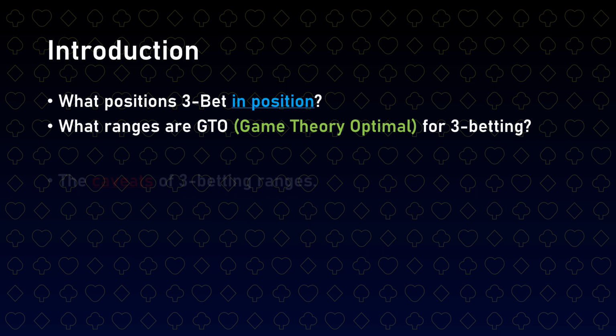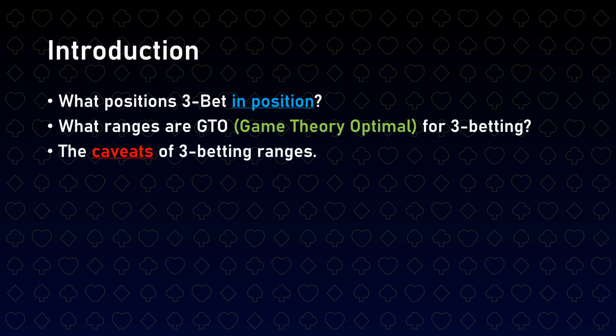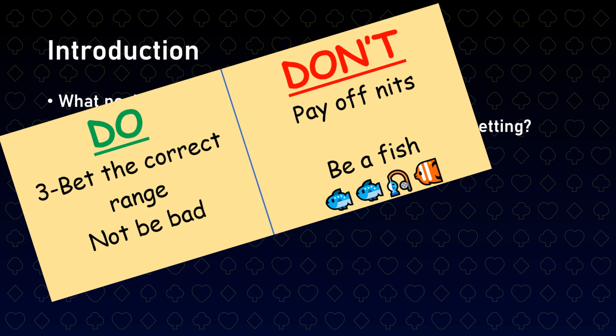Lastly, we will discuss important caveats associated with 3-betting ranges. We will briefly address factors such as exploiting opponent tendencies, adjusting ranges for different player types, and the impact of game dynamics. By understanding these caveats, we can fine-tune our strategies and maximize profitability.